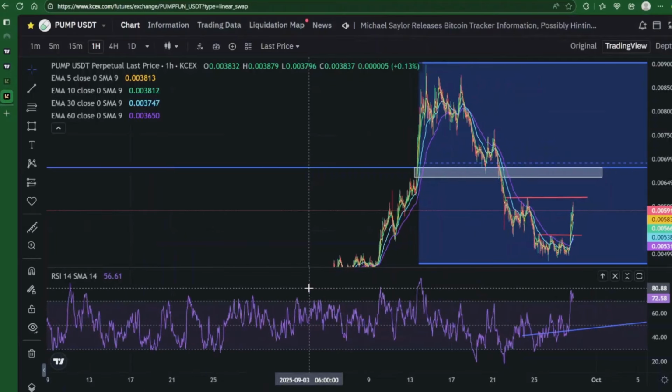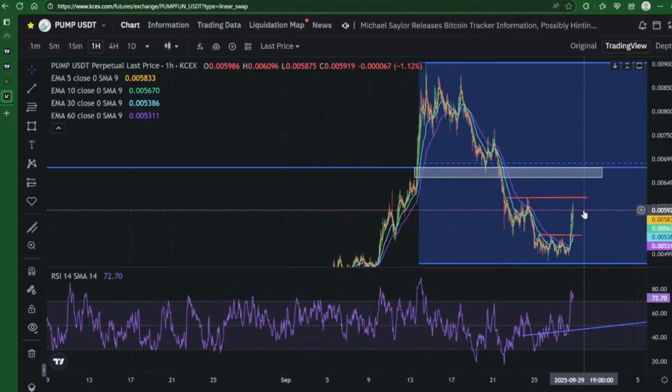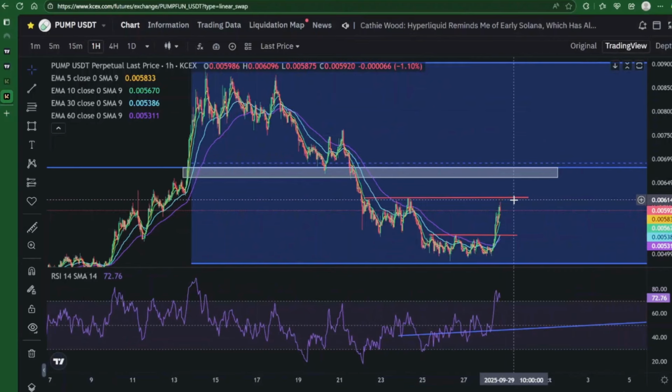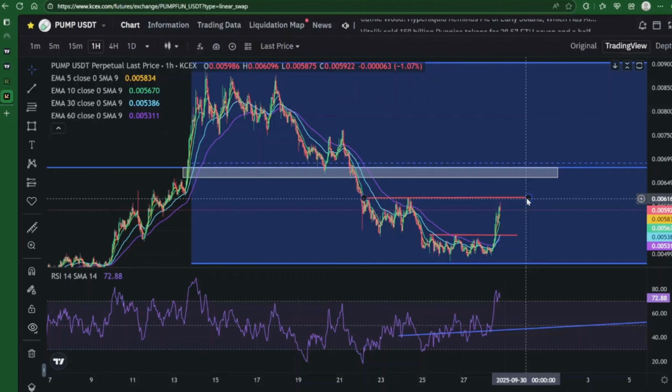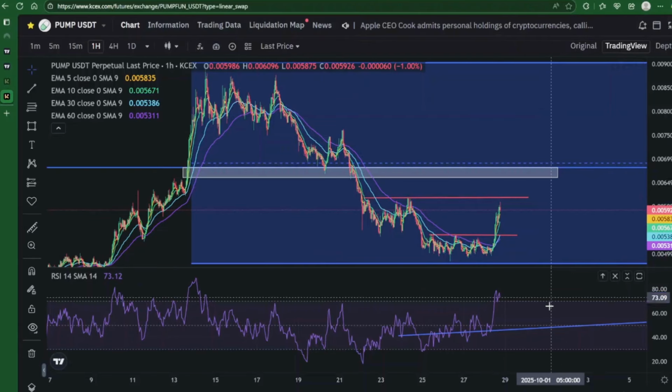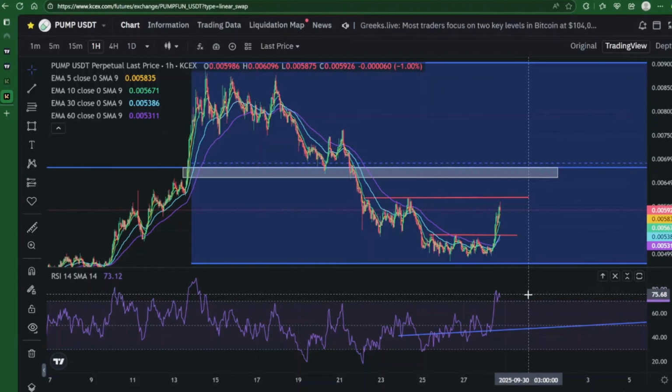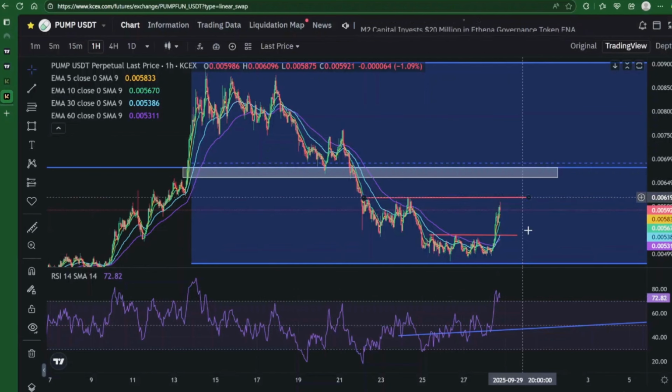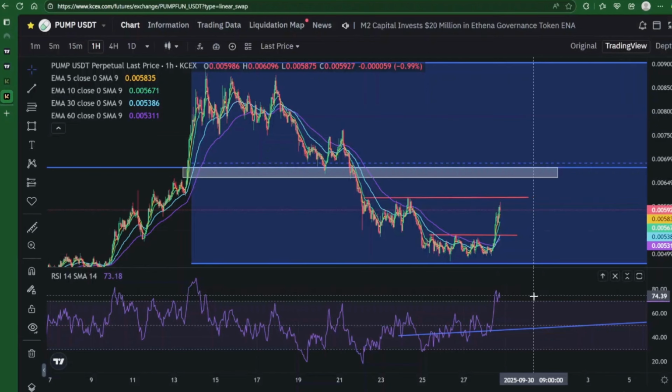So if I know that I have a resistance level up here at this red line, and I know that RSI is in an exhaustion phase, overbought, do I want to attack this area of resistance from an exhausted RSI standpoint? I don't. I don't want to attack it because it would lack the momentum to continue higher.